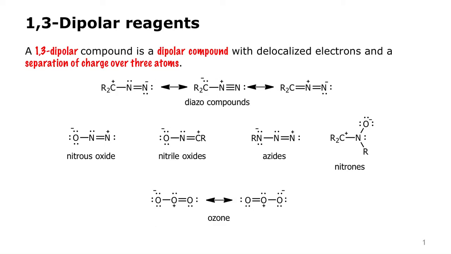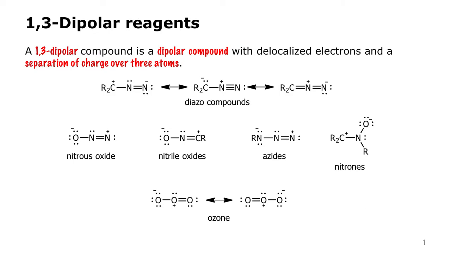Another class of compounds that reacts with alkenes quite readily are so-called 1,3-dipolar compounds or 1,3-dipolar reagents. And a number of them are shown here. The important thing about these is that they are all compounds that are best represented by a group of resonance forms that indicate that there's delocalization of electrons across 2 or 3 atoms in the structure. Diazo compounds, shown here, are represented by these 3 resonance forms.